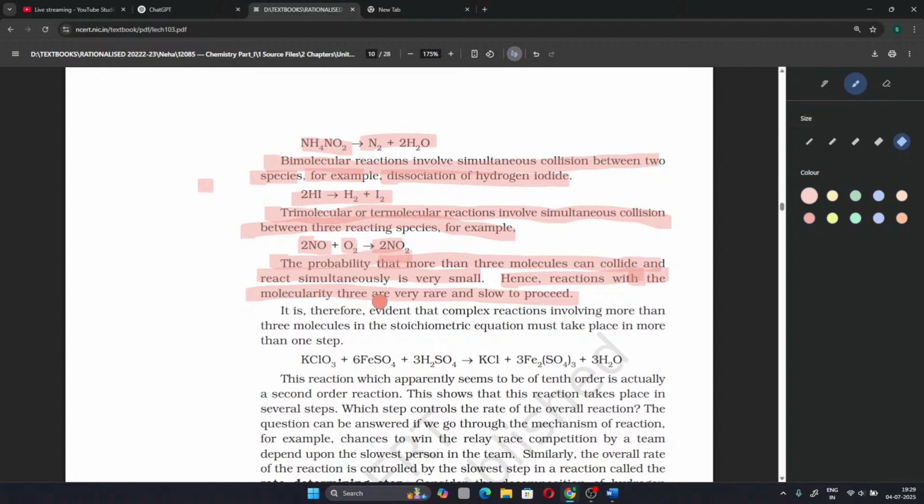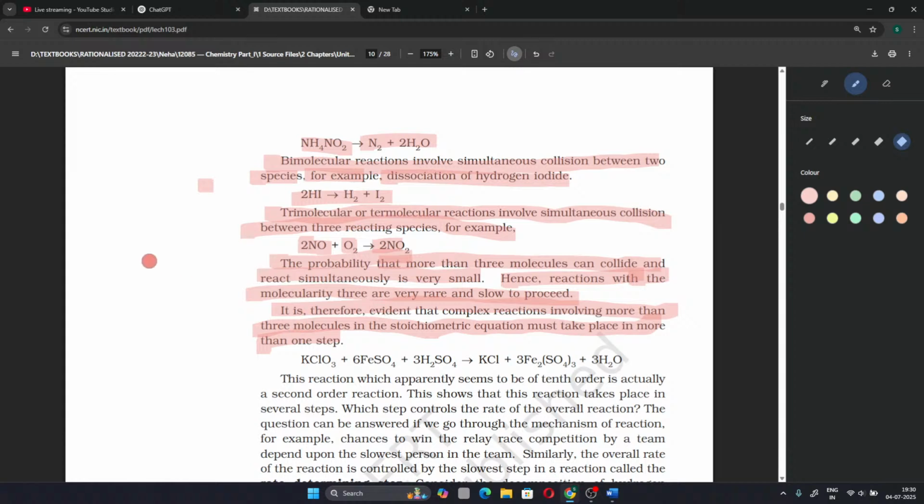So we can say the maximum is around 3 itself. 3 is the maximum molecularity. It cannot be 0 molecularity. It should be 1, 2 or 3. It is therefore evident that a complex reaction involving more than 3 molecules in the stoichiometric equation must be taking place in more than one step.